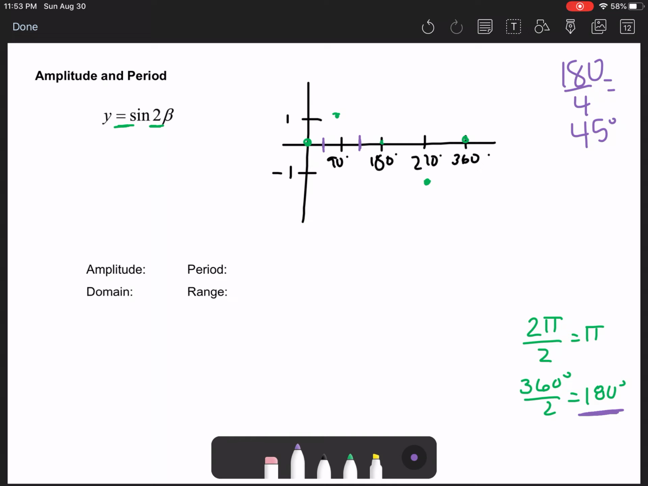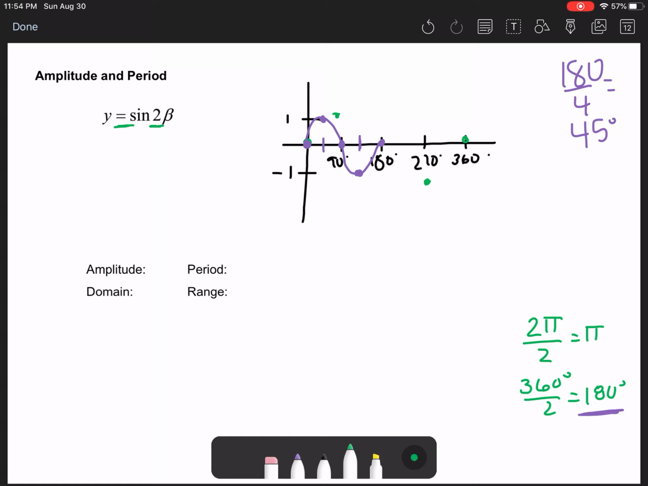So I'm still starting at 0, 0, and I'm still going to go up 1, but it's going to be at 45 degrees. Then I'm going to go down 1, and that would be at 90 degrees. I'm going to go down another one, that would be at -1. And then I'm going to go up 1, and that's at 180 degrees. And now it still looks like a sine curve, but it's happening in half of the interval as it normally would.